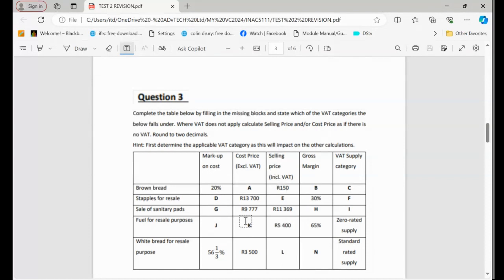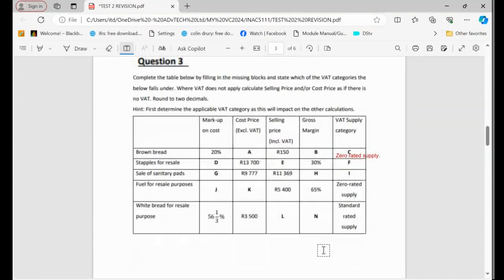Let's start with the first one. As you can see here, we've got brown bread. So let's start with C here. Brown bread, you know that it is always classified as 0 rated. So please, you must go and learn those things. Brown bread will always be classified as 0 rated. You need to make sure that you know how to classify. So it is always a 0 rated item, as you can see I wrote here.